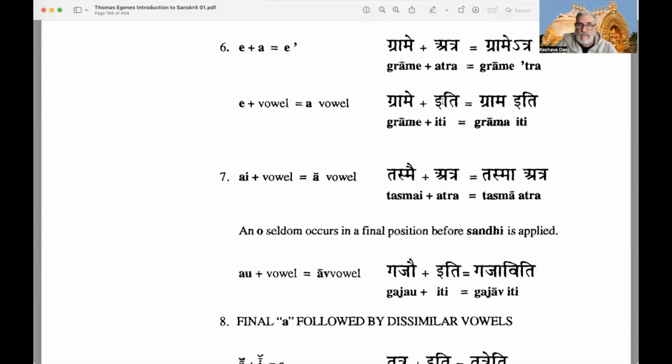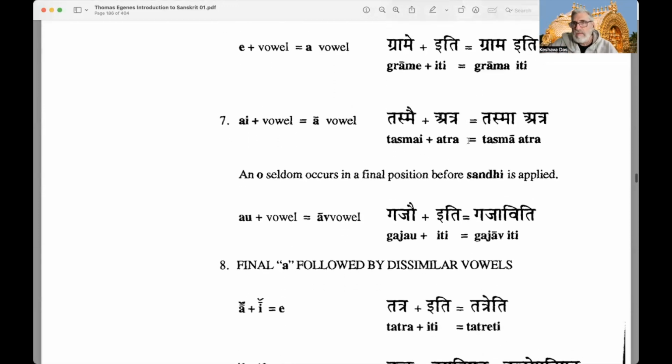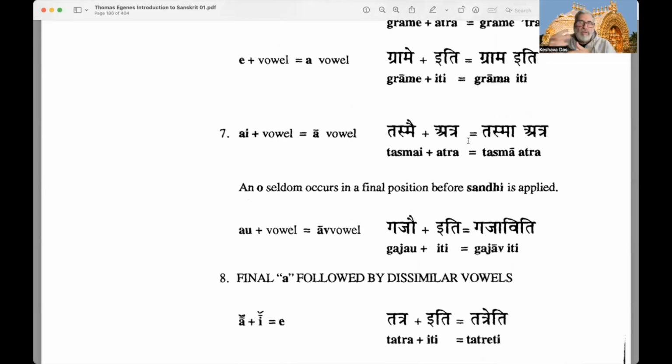Nothing happens to the short I at the beginning of the second word, but the E at the end of grame is turned into a short A. So grame iti becomes grama iti. Once you do that, you don't do it again and again until you get something put together. You have to leave it that way. You apply one Sandhi rule and that's it, finished.